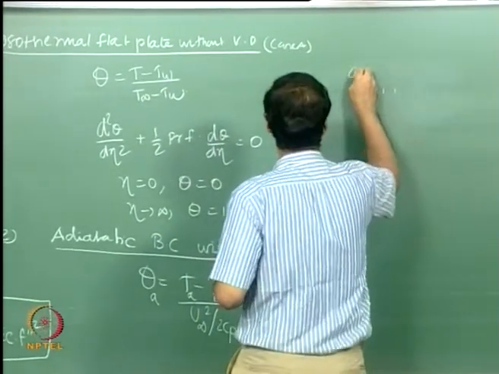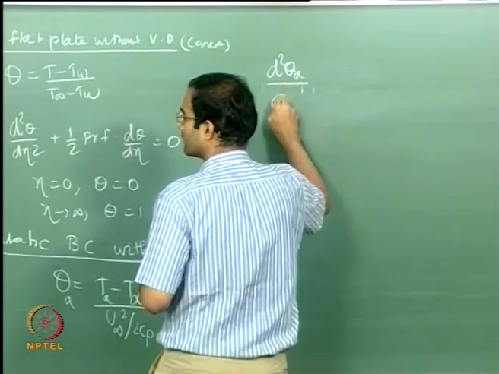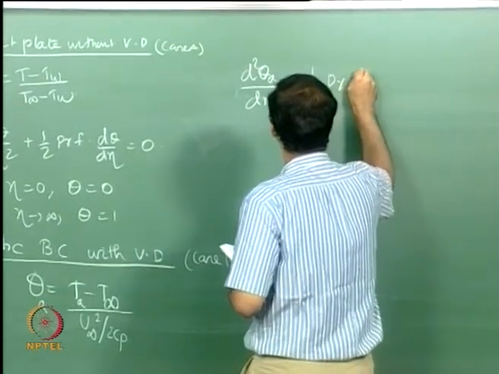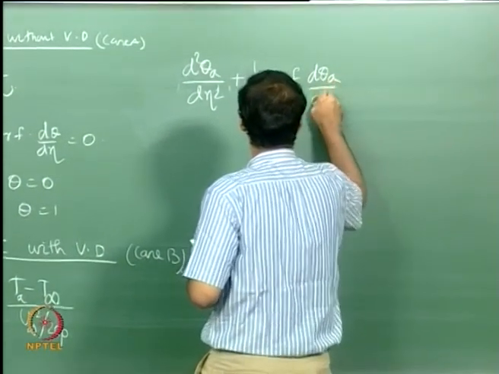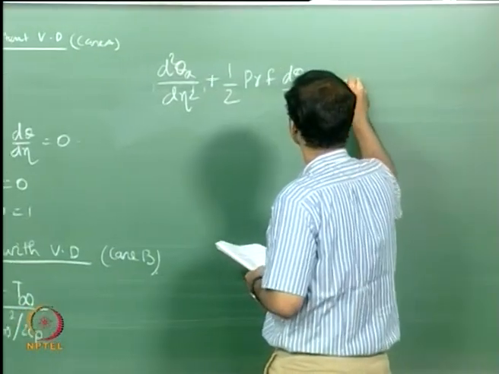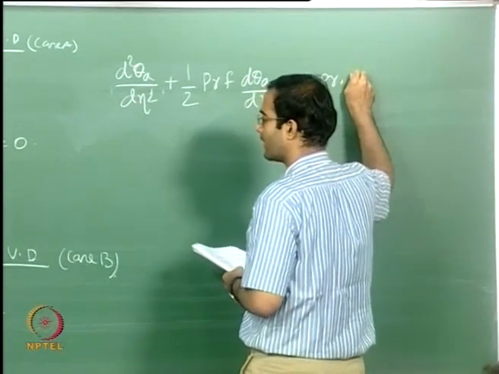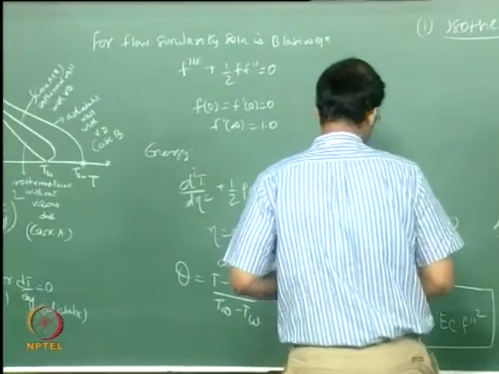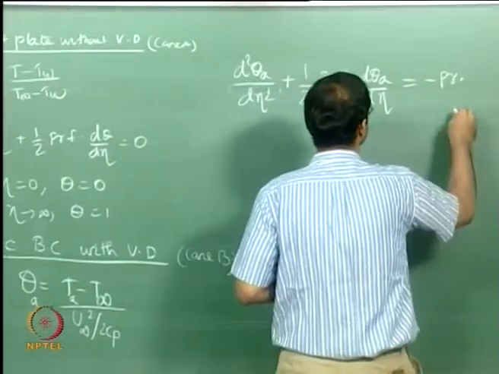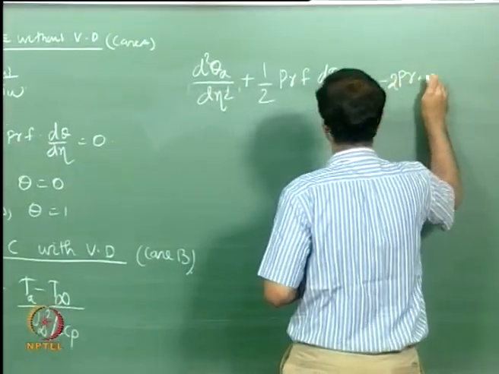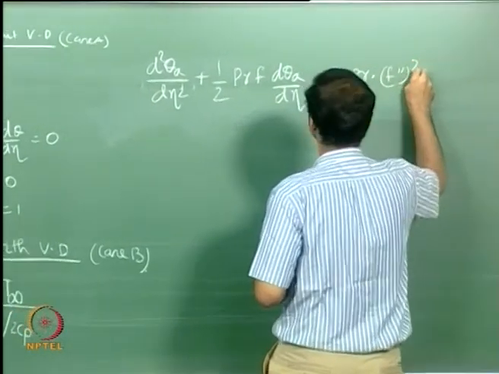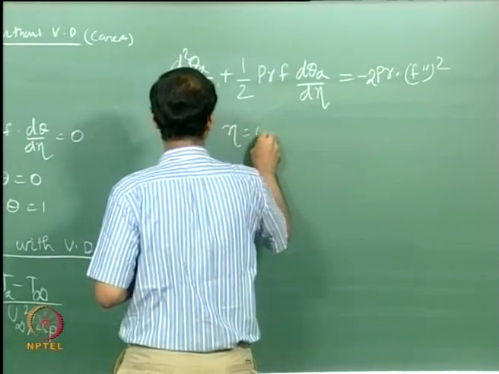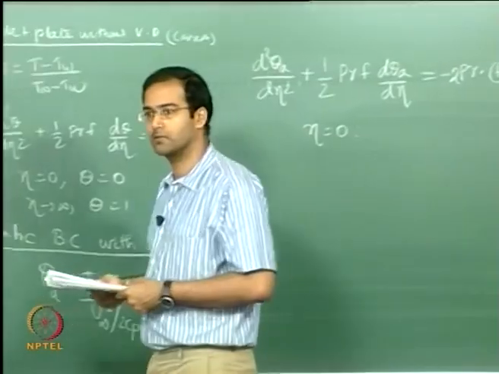So that will give me d square theta A, and you have U infinity square by Cp, and when you substitute there is a U infinity square by 2 Cp. So finally you will end up with minus 2 times Prandtl number into F double prime the whole square. Now the boundary condition at eta equal to 0, what will be the boundary condition?